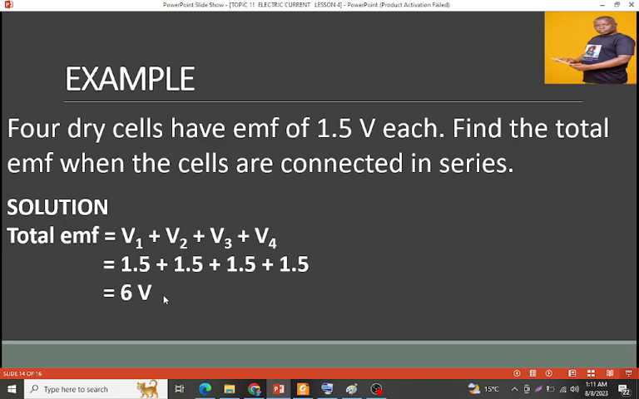That's what happens if you have a device that uses 2 cells, for example, a torch. If you have a torch that is powered by dry cells, if you have 2, it means the EMF is going to be 2 times 1.5 volts, and so on.